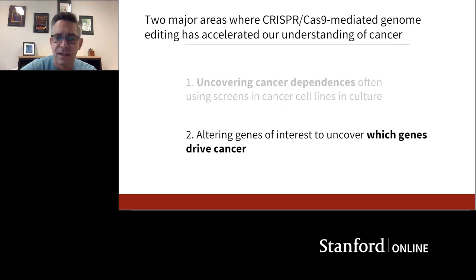So the next thing I want to talk about is really using CRISPR-Cas9 genome editing to understand the driving forces of cancer. So yes, cancers have many mutations, but which of these are actually important in driving cancer?